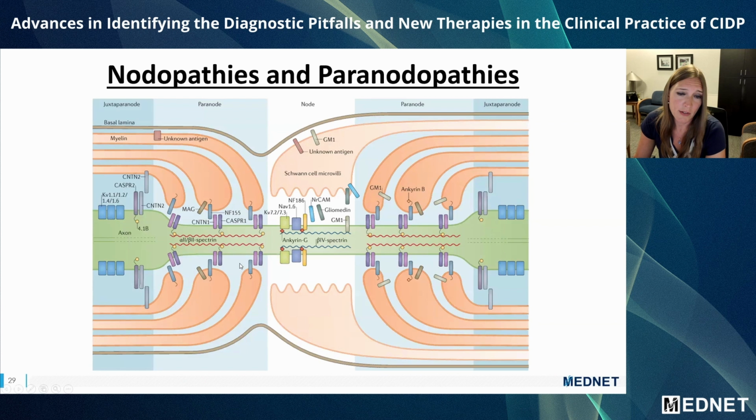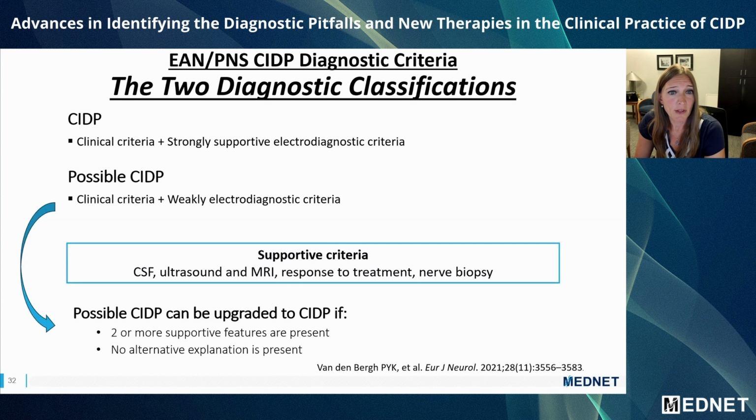So when we get into the diagnostic criteria, just speaking for the most part about the most common type, which is the typical CIDP, which is that symmetric proximal and distal upper and lower extremity weakness and sensory loss and areflexia, you have CIDP when you meet that clinical criteria, and then you need to have strongly supportive electrodiagnostic criteria, and we'll look at that too. But essentially, that means 2 motor nerves are affected, and also at least 2 sensory nerves are affected in order to meet the criteria for CIDP.